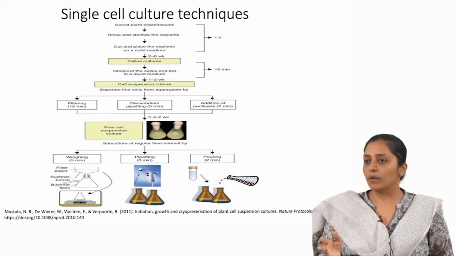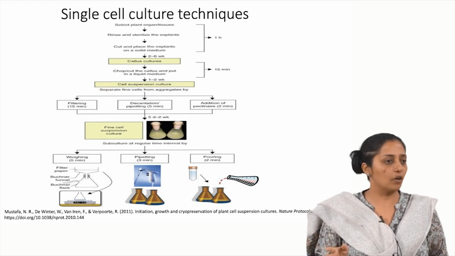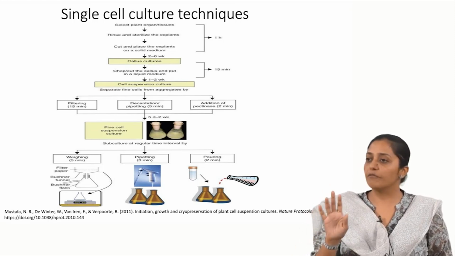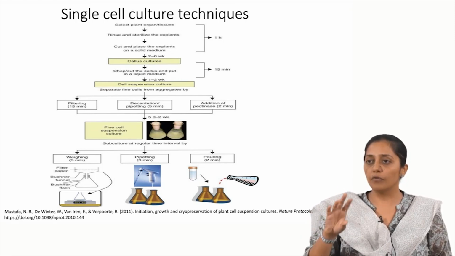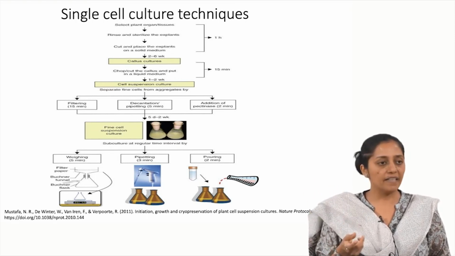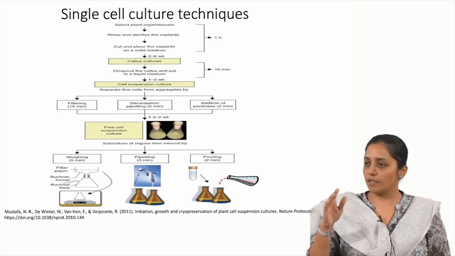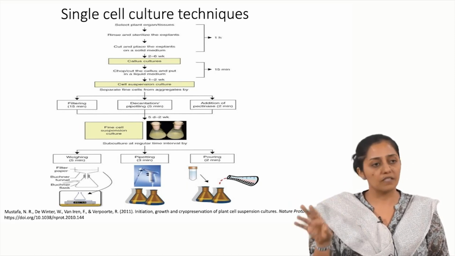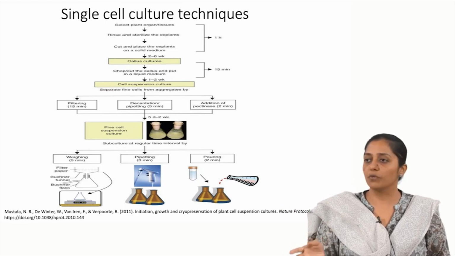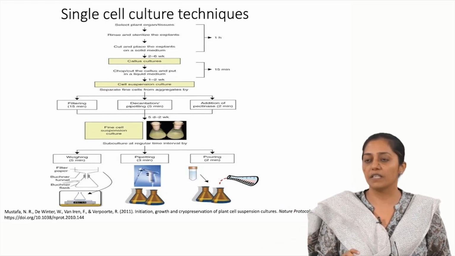So, you can pipe out the cells and then use that as inoculum, or you can directly filter, remove the settled aggregates, and use the rest of the cells, removing the liquid part, as filtrate to be used for suspension culture initiation.